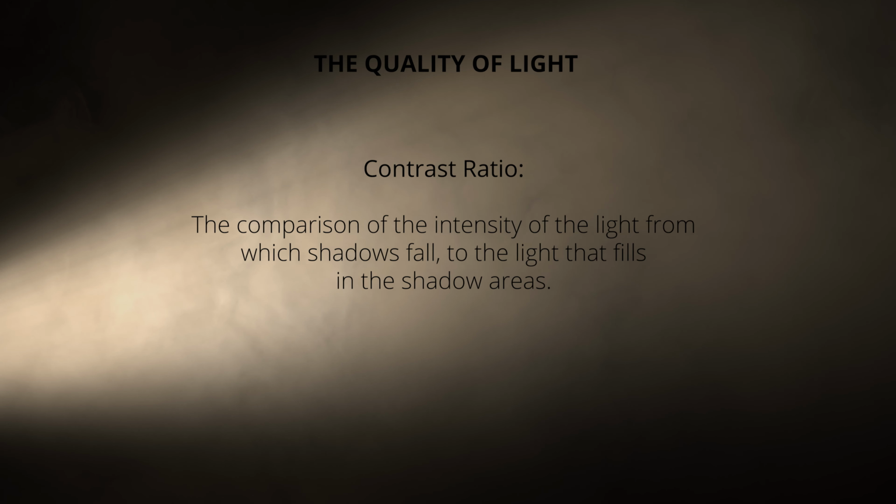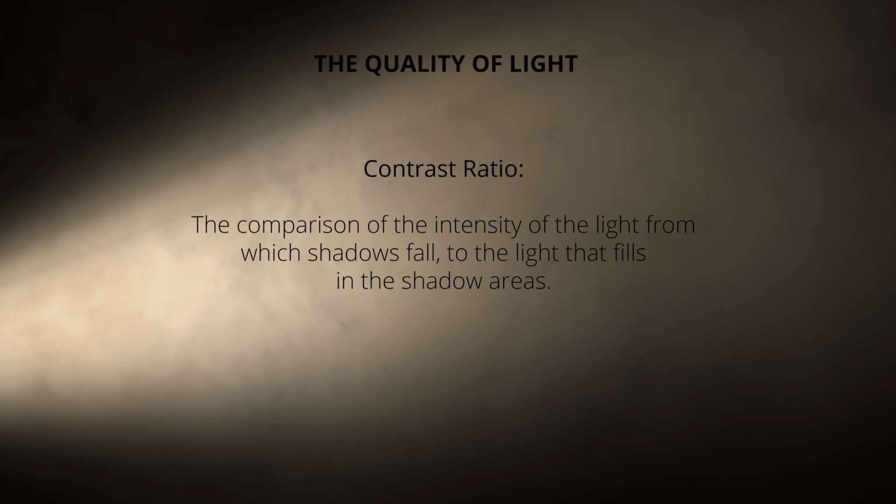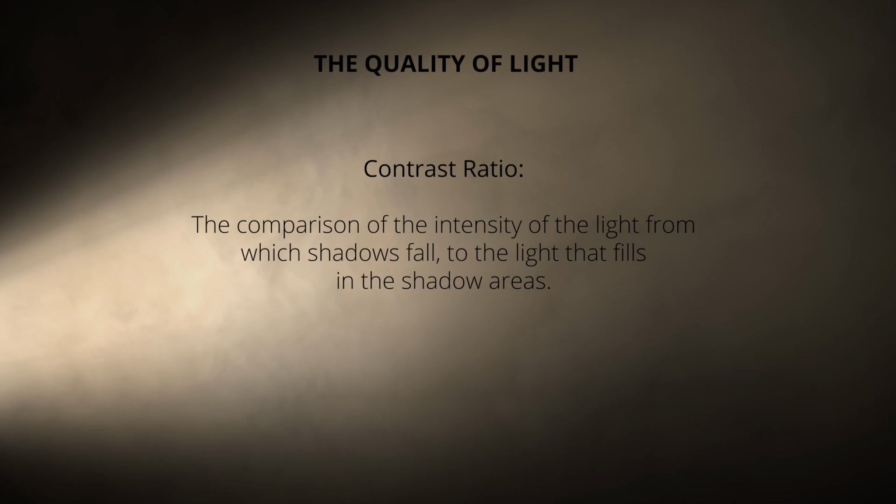The best way to communicate how much shadow you need for a scene is through its contrast ratio. The contrast ratio is the difference between the bright and dark areas of a scene. It's the comparison of the intensity of the light from which shadows fall to the light that fills in the shadow areas. Using a pre-designed contrast ratio across multiple scenes allows for consistency between shots.